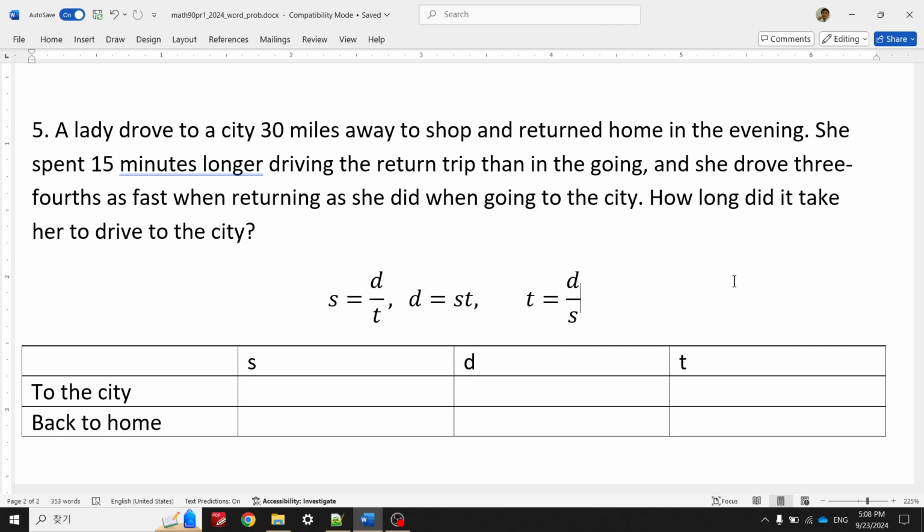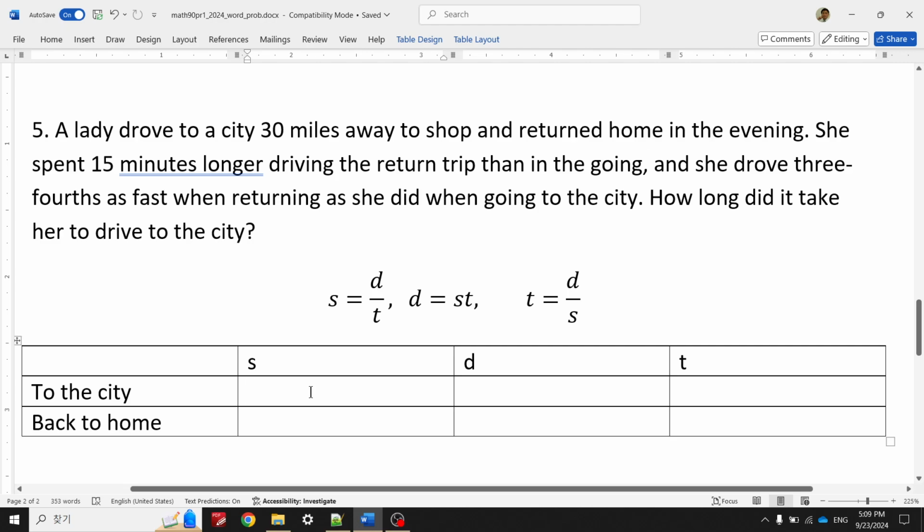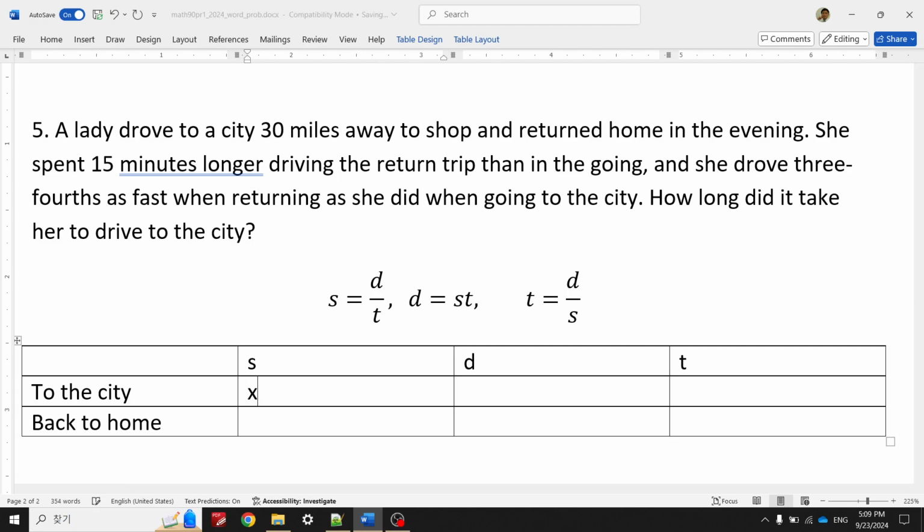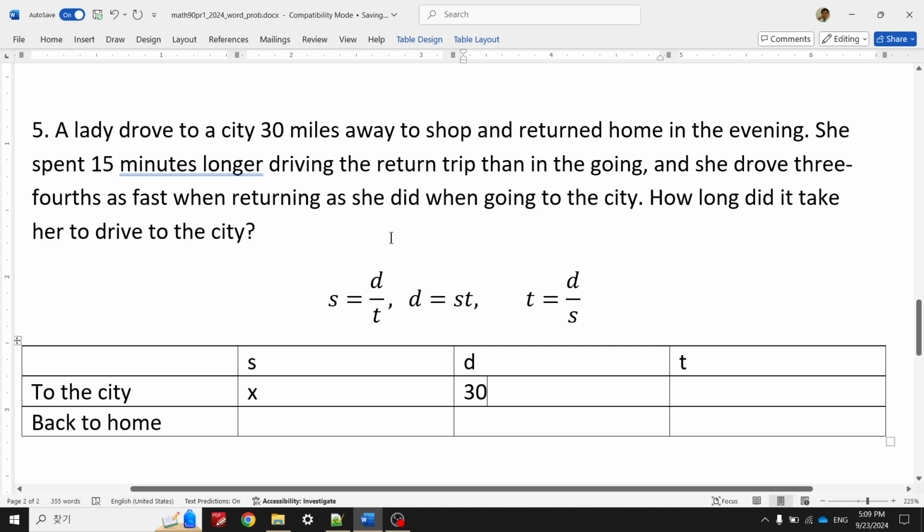Okay. All right. So do we know the speed? The answer is no, we don't. Do we know the distance? 30. That's for sure. The city is 30 miles away. Do we know the time? We don't, so we put y. Okay, so we have introduced 2 unknowns. Let's now go to the second row, back to home. What do we do?